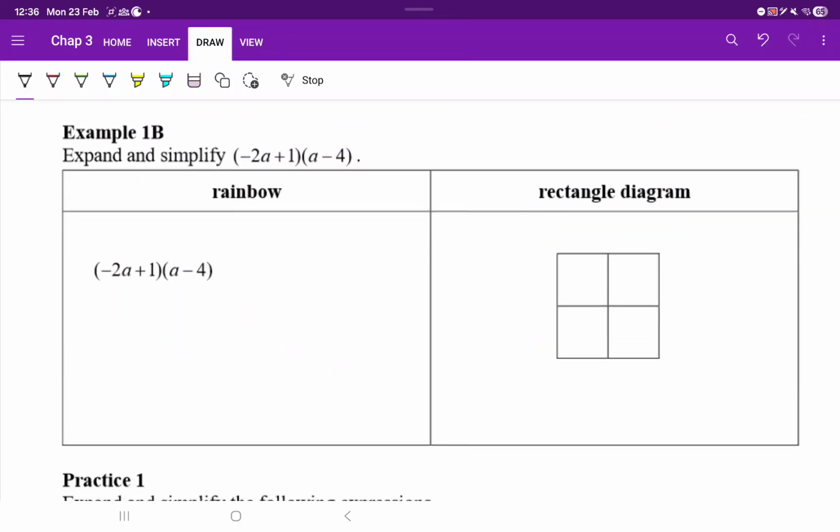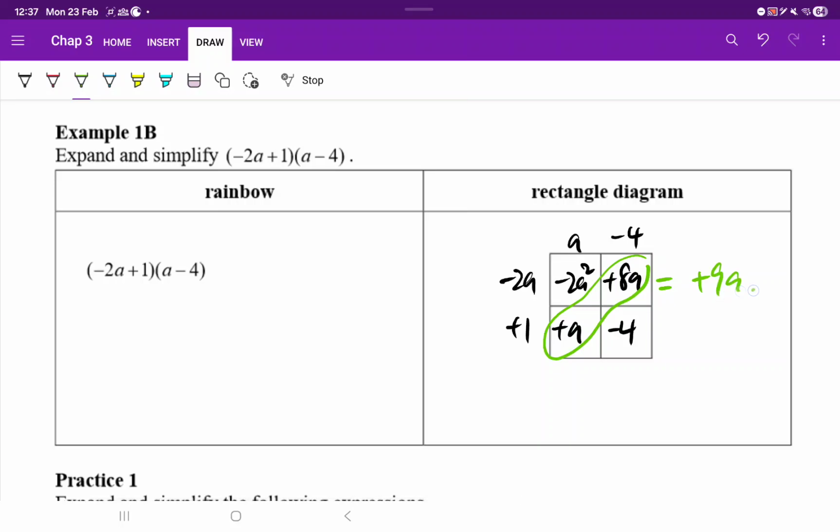Let's go to example 1b. Some of you have already done it, so let me write it down. Minus 2A plus 1, A minus 4. Minus 2A squared plus 8A plus A minus 4. Like I said, I like to circle the diagonals because they are usually like terms. And then ask myself, what is plus 8A and plus A? Plus 9A. So I can now write down the answer straight away: minus 2A squared plus 9A minus 4.